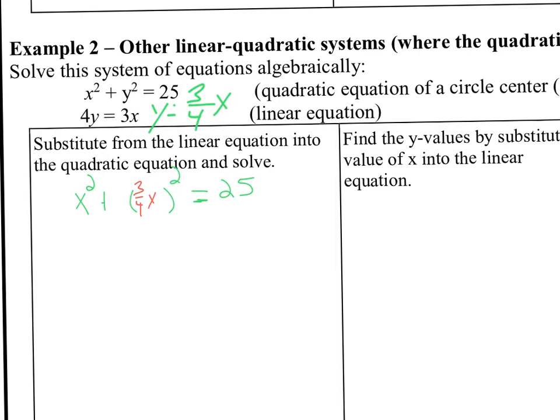Well, that just means square the fraction. You have a calculator that you can totally use. 3 squared over 4 squared, you really shouldn't need it, but anyways, you can use the calculator to come up with it, or do it in your head. 3 squared is 9, 4 squared is 16, x times x is x squared. And we get that equals 25.